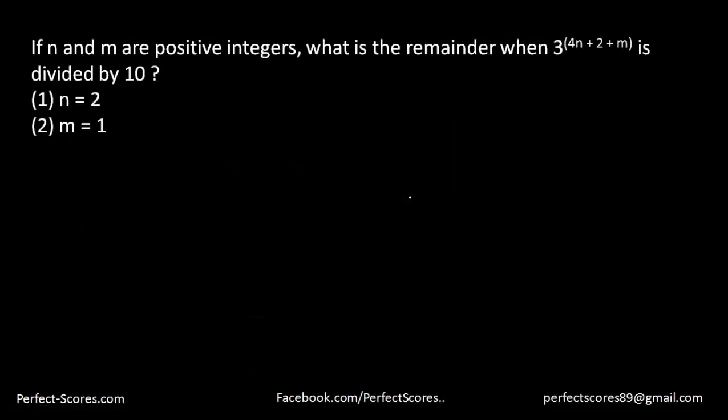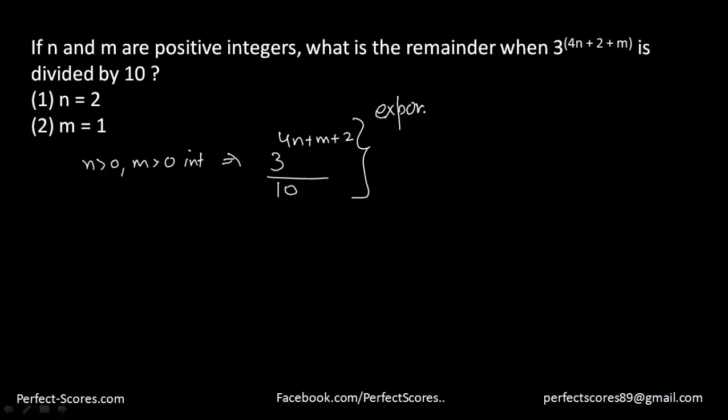Now the next question over here says that if n and m are positive integers, what is the remainder when 3 to the power 4n plus m plus 2 is divided by 10? Now there are two things that you should know in this question. Whenever the question is about exponents and remainders, it is always about patterns, right? So understand that. Whenever the question is about exponents, it is always about patterns.